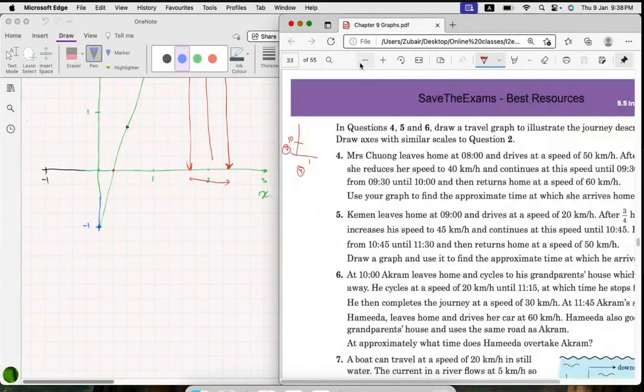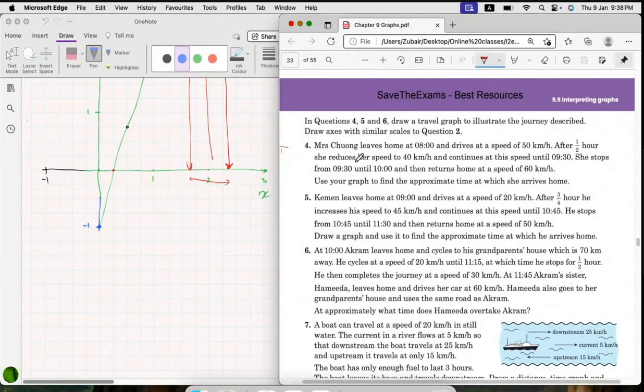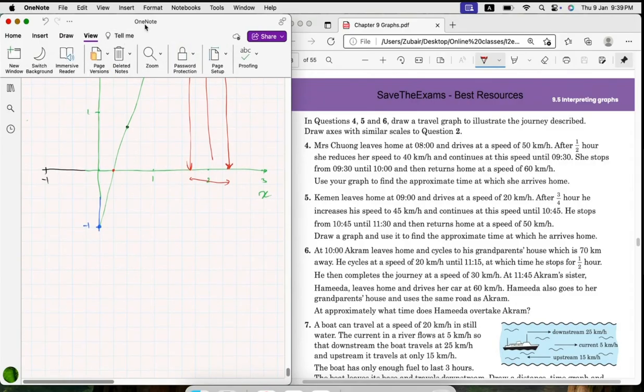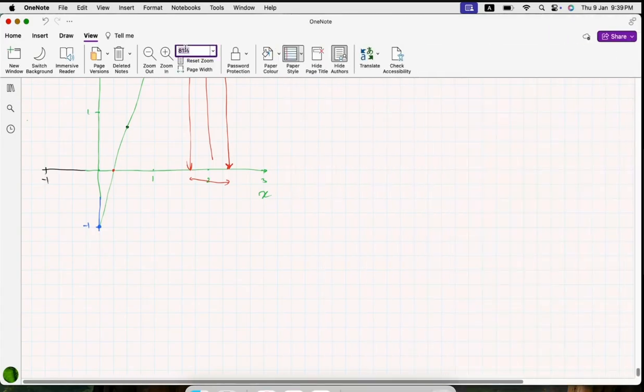Okay, let's see. It says Mrs. Shaw leaves home at 8 and drives at a speed of 50 kilometers per hour. After half an hour, she reduces her speed to 40 kilometers per hour and continues at that speed until 9:30. She stops from 9:30 until 10 and then returns home at a speed of 60 kilometers per hour. Use your graph to find the approximate time at which she arrives. Okay, just consider these boxes as 1 centimeter marks.